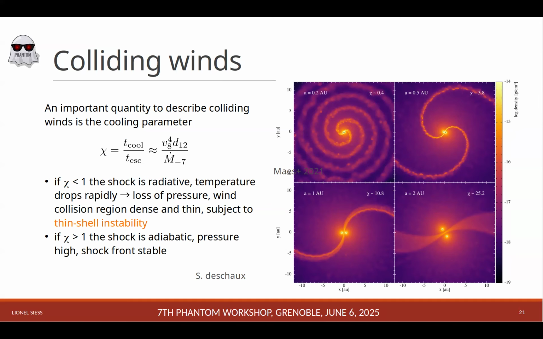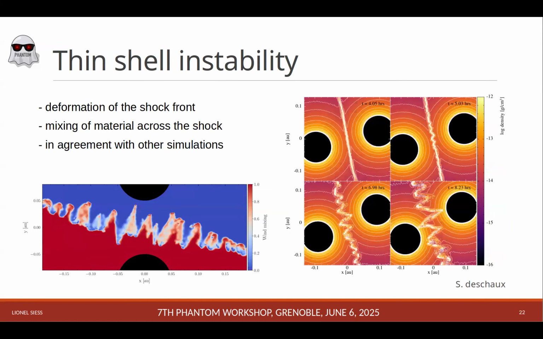On the other hand, if you have a low value of that parameter, then the shock is radiative. So all the heat is lost. It collapses because that removes the pressure support, and you get a very thin shock. And when it is thin, it is subject to some instabilities. We can already see that with decreasing parameter, the flow becomes quite turbulent. And we analyzed in more detail this instability.